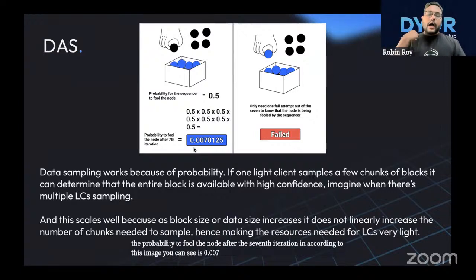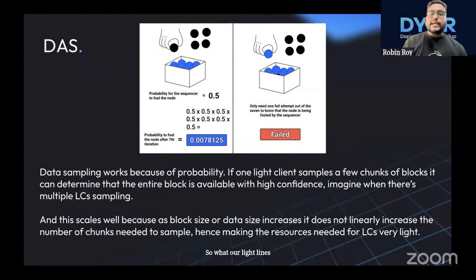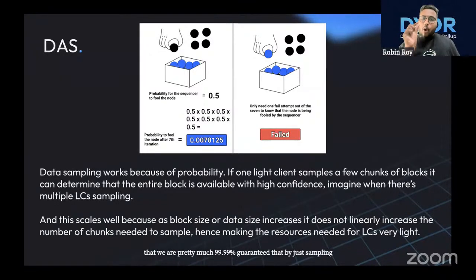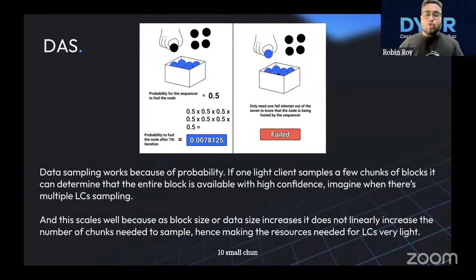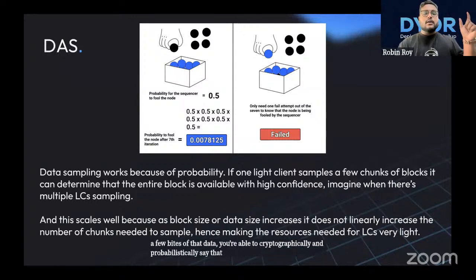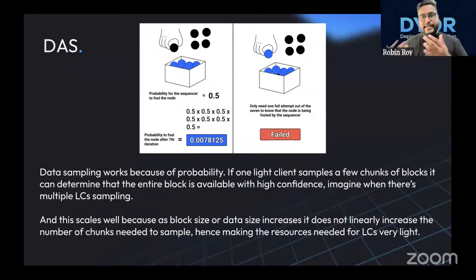So what our light clients do is around 8 to 10 samples. And with that, the probability is so low that we are pretty much 99.99% guaranteed. By just sampling 10 small chunks of the entire 2 MB block that Avail has, just a few bytes of that data, you are able to cryptographically and probabilistically say that the entire block data is available, right?